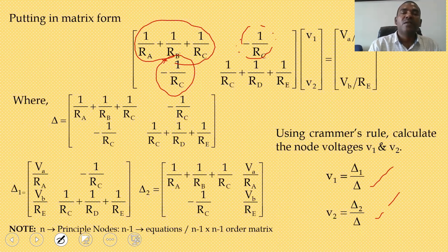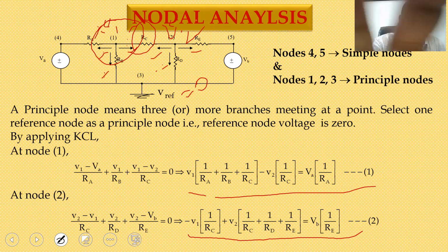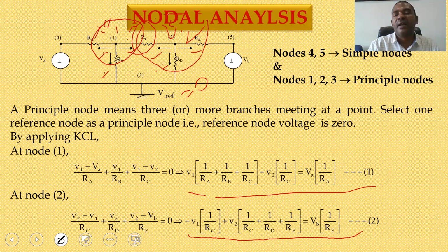Next, coming to the A22. A22 means entire node 2 connecting elements. The entire node 2 connecting elements are RC, RD, RE. Take the reciprocal and sum: 1 by RC plus 1 by RD plus 1 by RE. So finally you can get the A22 value.